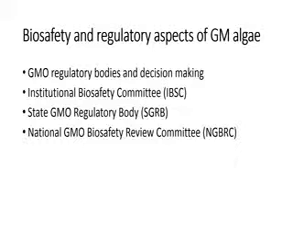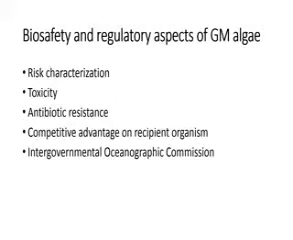And what are the risks? How do you characterize the risk? While characterizing the risk, the major thing is toxicity. It should not be toxic to any plant or animal. So that is the major thing. Second is antibiotic resistance. In order to make genetic modifications, we use an antibiotic resistance marker so that we can characterize that the genetic modification has actually taken place.